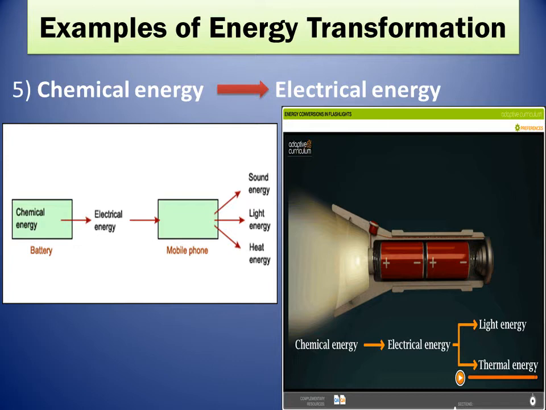Chemical energy can also be converted into electrical energy. For example, the chemical energy in a battery-operated flashlight is converted into electrical energy. Then, the electrical energy, which involves the motion of electrical charges or currents, can be used to power everyday devices like our computers and this flashlight.